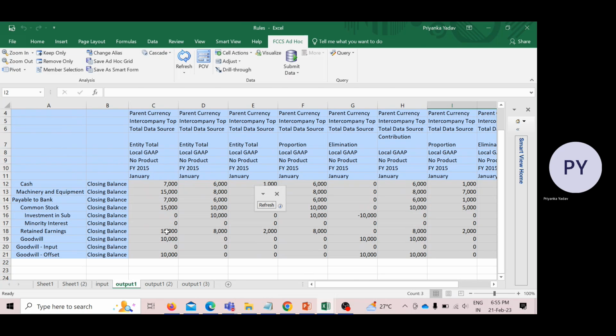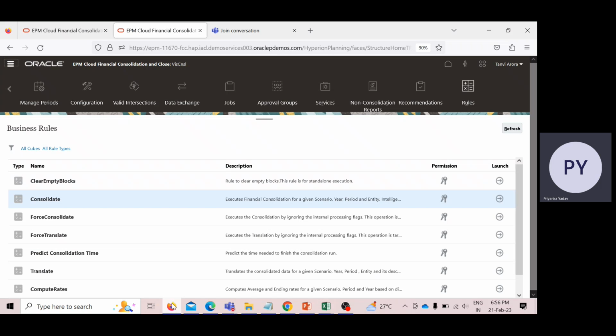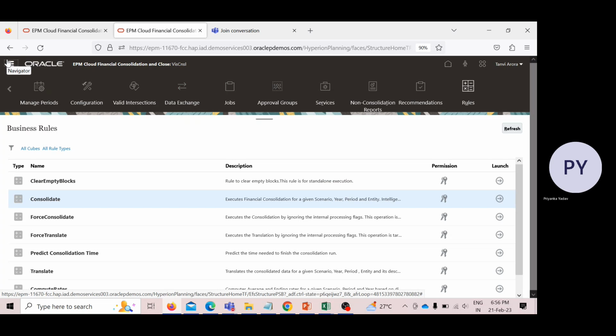But still, the goodwill figure is not being proportionalized, neither is retained earning, nor are we getting minority interest. Also, the common stock figure is still wrong. The subsidiary common stock is still adding up on the parent level. So we will go back again to the application and deploy the next rule.